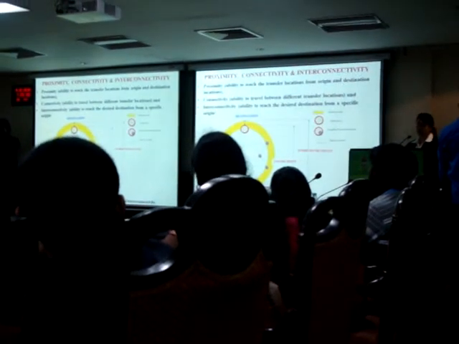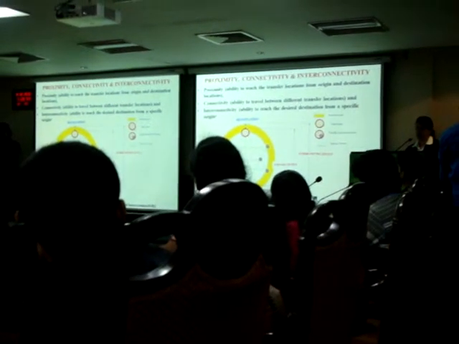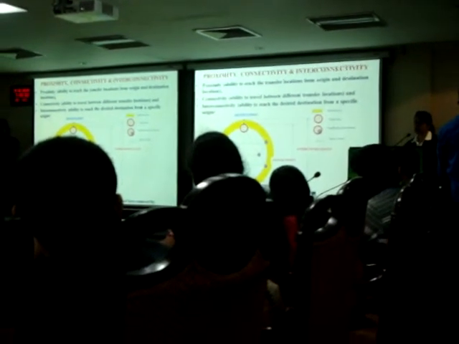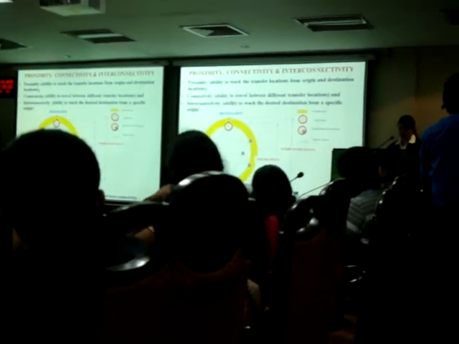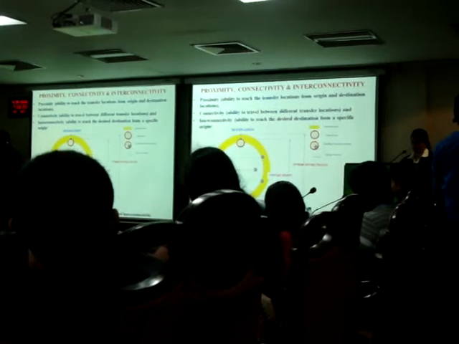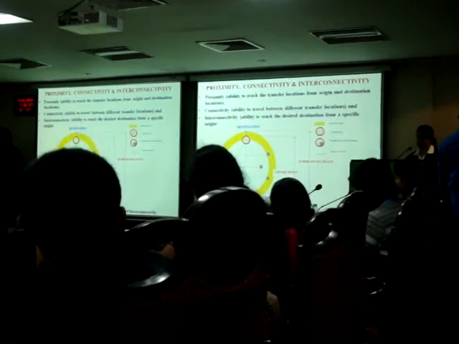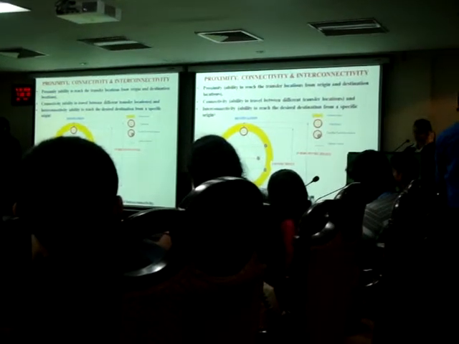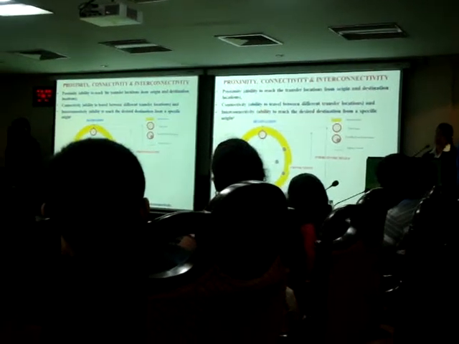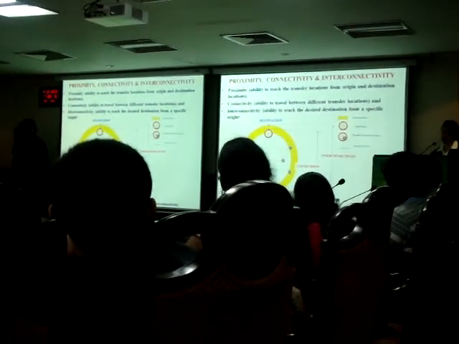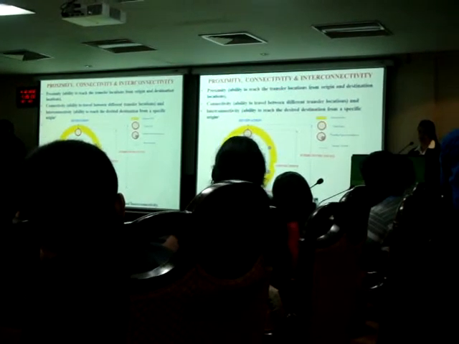We would like to define the three key measures of evaluating this multimodal efficiency, which would be proximity, connectivity, and interconnectivity. As you can see in the illustration, proximity is the distance that you cover from the origin to the access station. Then connectivity is the main line haul, which is giving you access to various stations. And interconnectivity includes the ability to reach the desired destination from a specific origin, door to door.